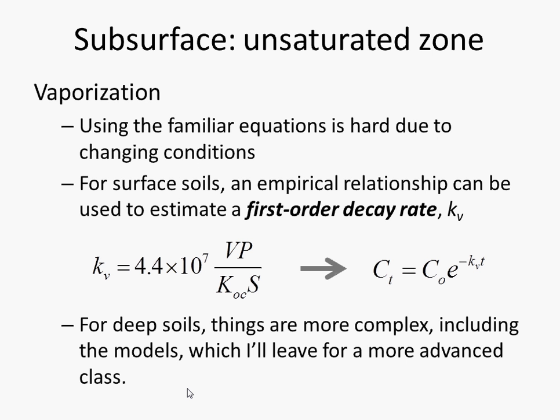Okay, so this is summing up. For vaporization of a chemical from soils to the atmosphere, using those familiar diffusion and pressure gradient equations is pretty difficult. So in this case, we're just going to use this empirical relationship here based on vapor pressure, KOC, and water solubility to get a first order decay rate, which we then put into this equation. And I'll have an example showing you this. It'll make it a little bit clearer exactly how that happens.